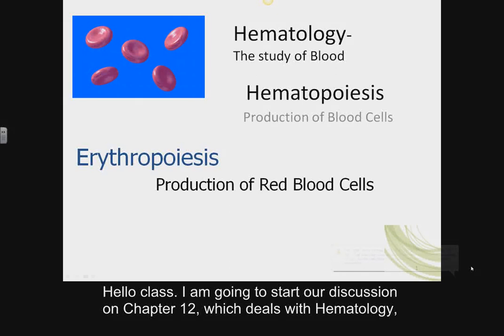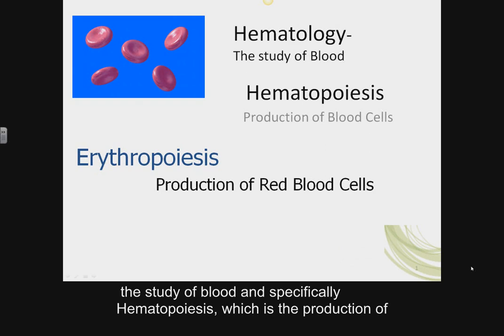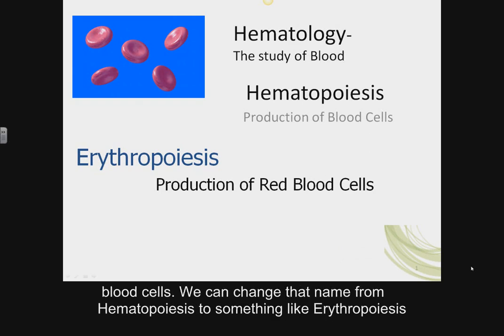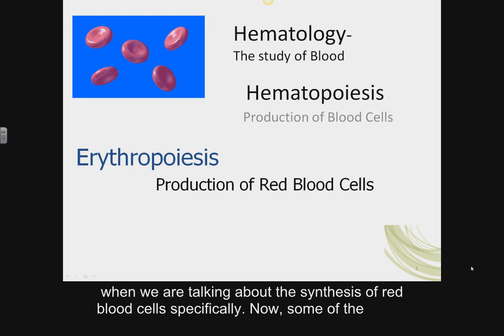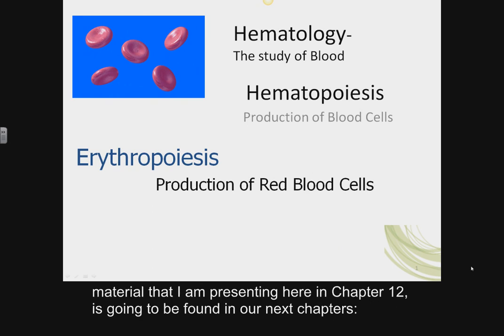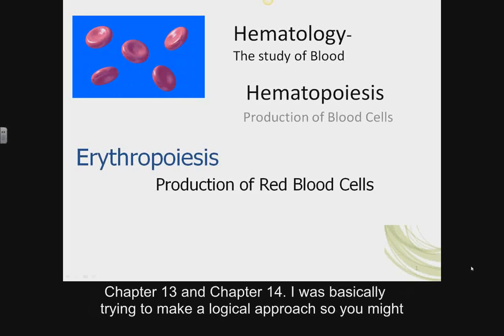Hello class, I'm going to start our discussion on Chapter 12, which deals with hematology, the study of blood, and specifically hematopoiesis, which is the production of blood cells. We can change that name from hematopoiesis to something like erythropoiesis when we are talking about the synthesis of red blood cells specifically.